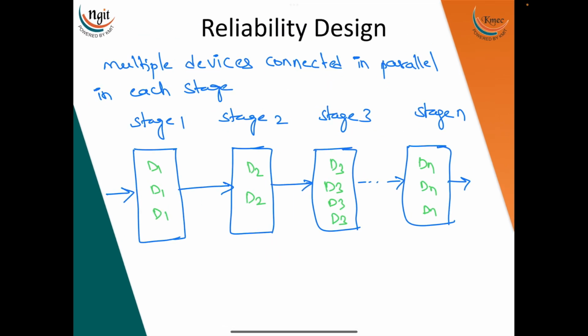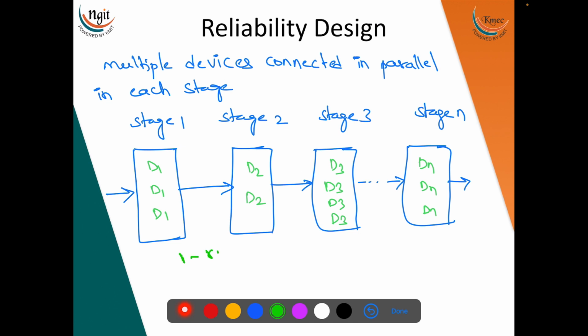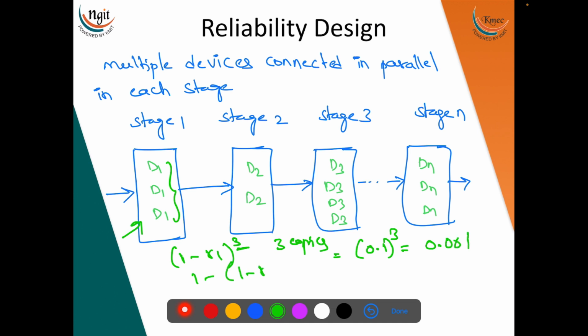So how I will calculate is (1 minus r1) whole cube. This cube is because the device has 3 copies. That means I am calculating for D1. As you can see, D1 has 3 copies. Now (1 minus r1) whole cube is equal to 0.1 whole cube, which is 0.001. So 1 minus (1 minus r1) whole cube is equal to 0.999, which is the working condition.